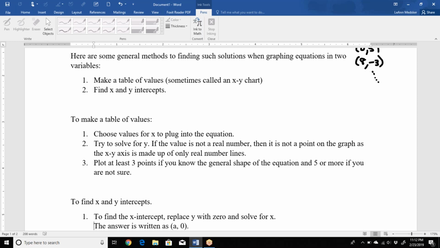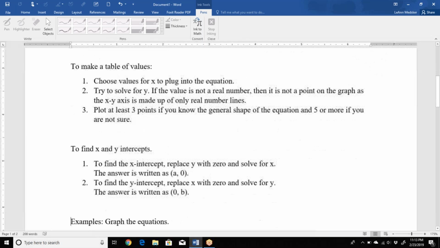And then we want to plot at least 3 points if we already know the general shape of the equation by exposure to different types of equations. If you have no idea what the shape is, you need to do at least 5 or more. And you need to be careful about how you pick them. That's where this whole unit is leading, as we're going to teach you how to pick the points appropriately.